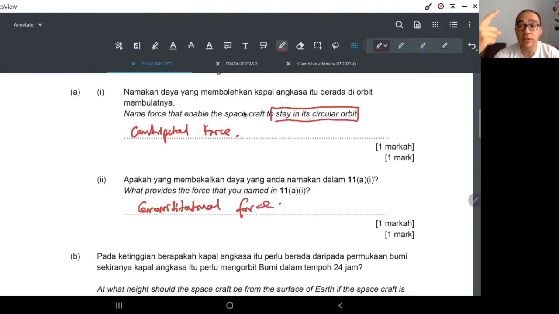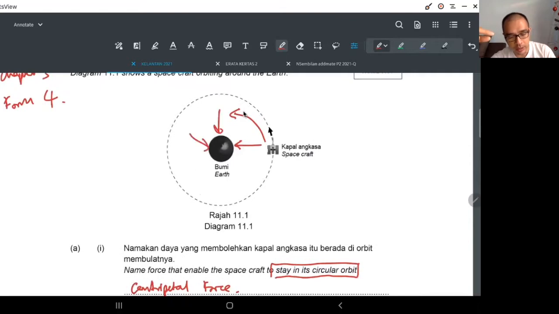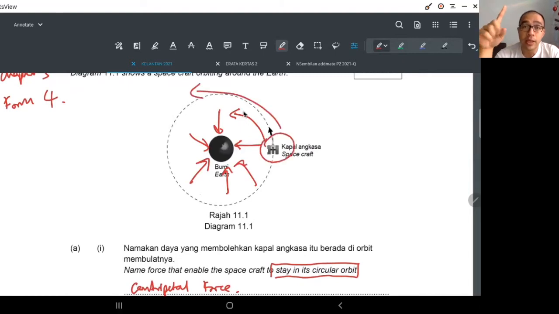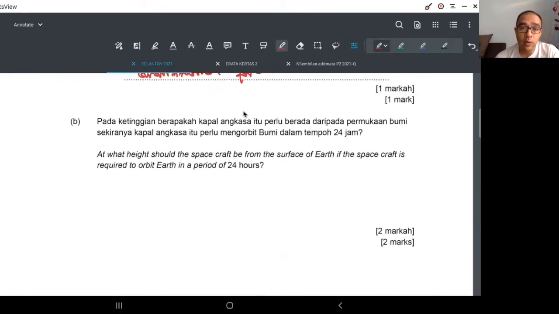Okay. The gravitational force is only one way, towards the center of the Earth. So here. Okay, so the gravitational force provides the centripetal force that causes the thing to orbit. Okay, you must differentiate between these two. What is the centripetal? What is the gravitational? Okay, very important.